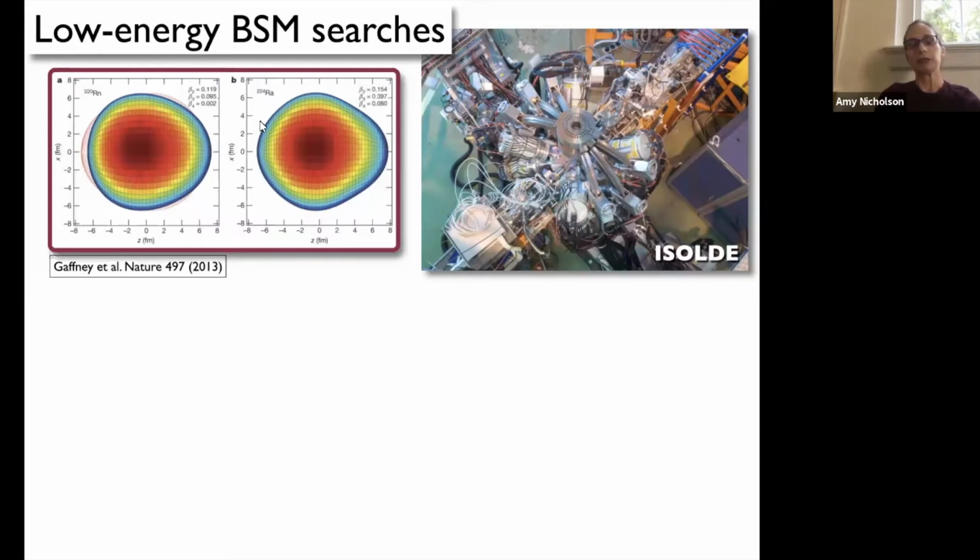For example, if we want to look for violation of charge parity reversal, then we can look at special nuclei which have what are called octupole deformation. So they're spatially deformed. They have a non-zero octupole moment. And these nuclei have parity partner eigenstates. So if you do the mirror image of this nucleus, you get another state which is very close in energy. And these nearly degenerate partner states tend to enhance the signals that you're looking for in CP violation.